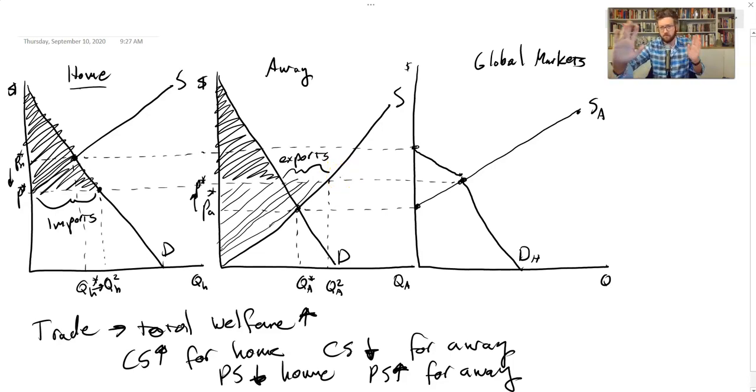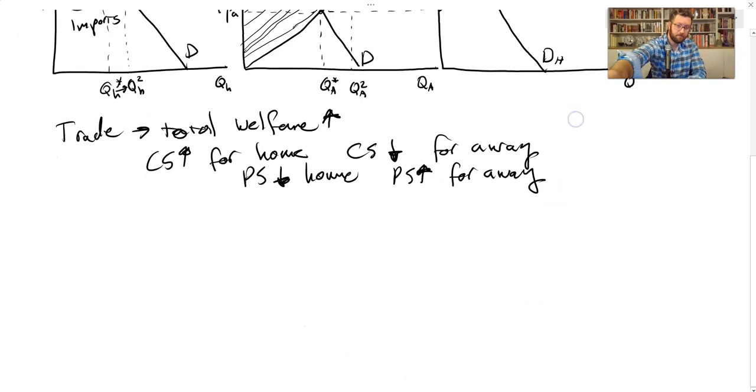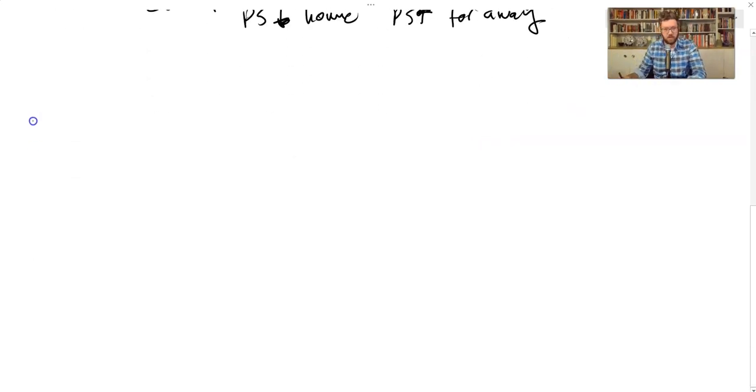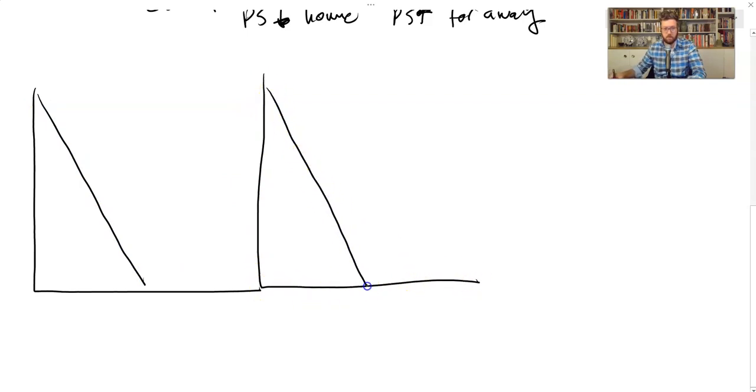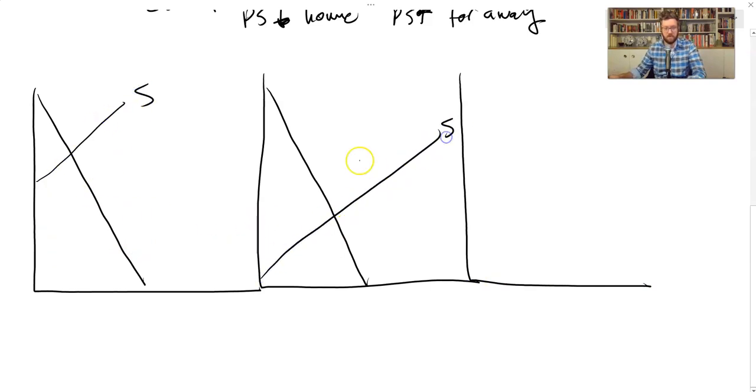So we'll do one more quick diagram, and then that will be it. So suppose we've got our demand from both markets. We've got the high supply over here. We've got the low supply, the plentiful supply over here. This is the home market, the away market, the global market.